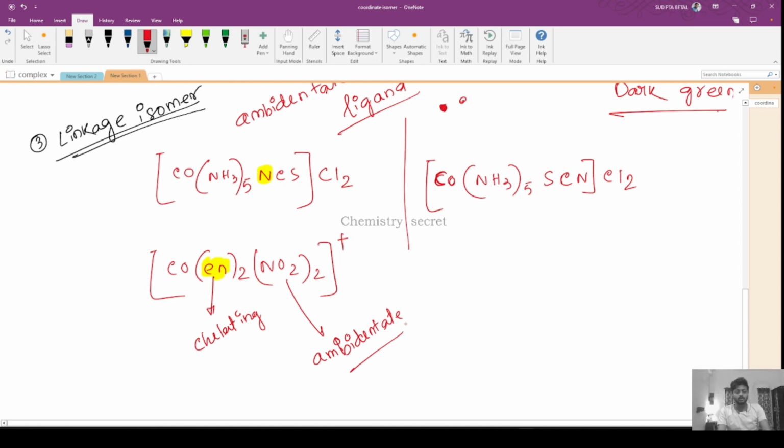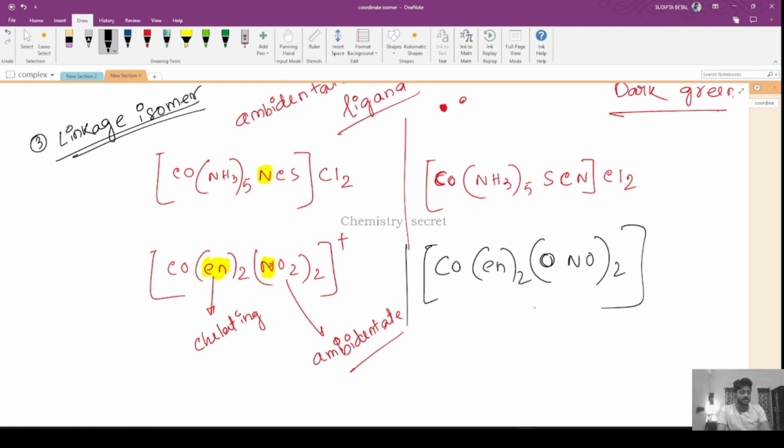So if we say that this nitrogen is the active center in this complex, then in another complex or another isomer, we can write that this oxygen is the active center. So ONO we can write as the isomer. Okay. So these are the examples of linkage isomerism.